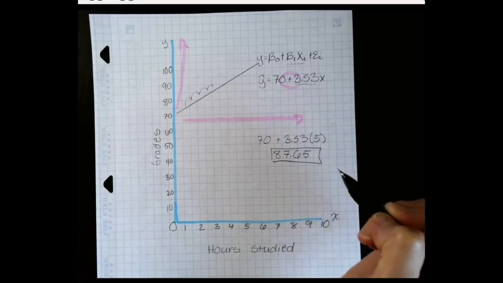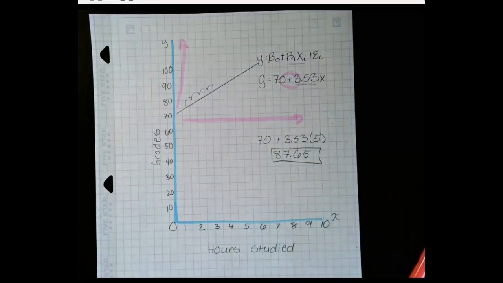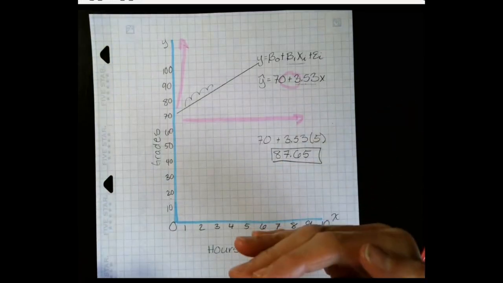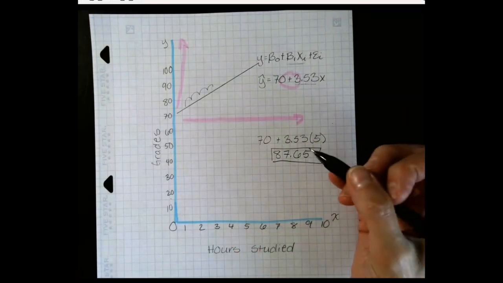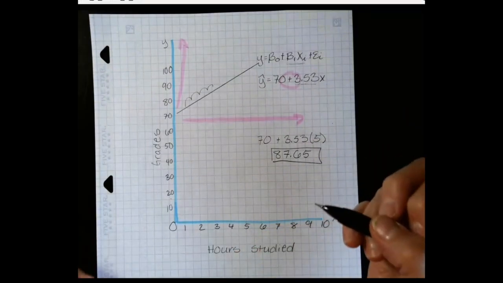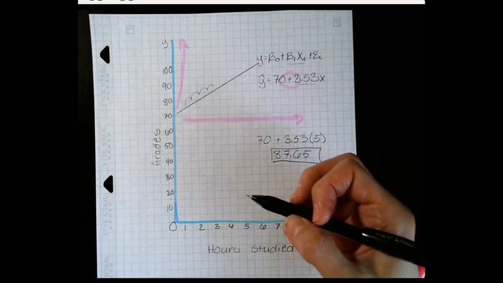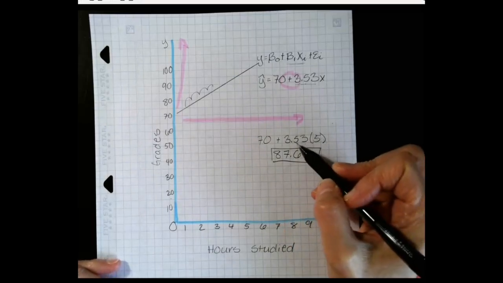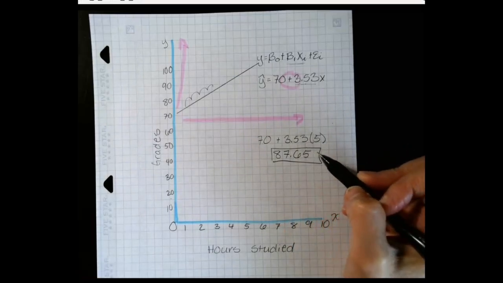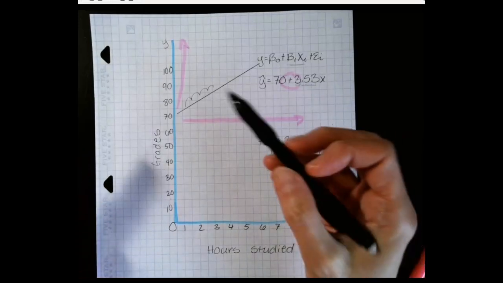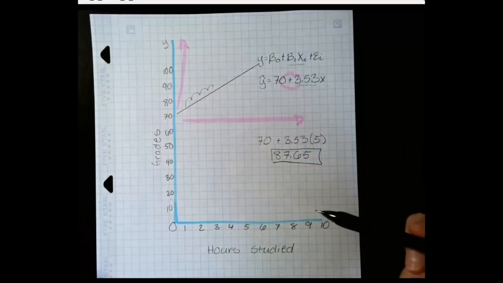For the sake of this lesson specifically, where we're thinking about the words that we would use to interpret, we would say that for every additional hour studied, the grade would increase by 3.53. So that's how simple regression works when we are working with continuous variables.